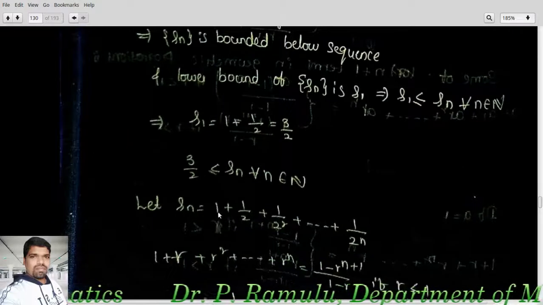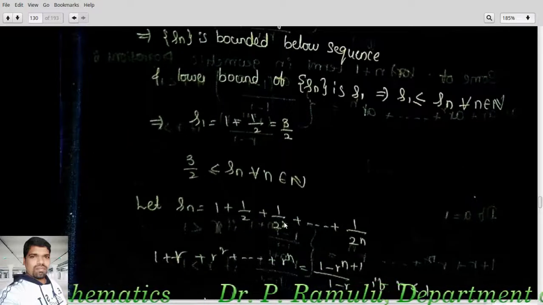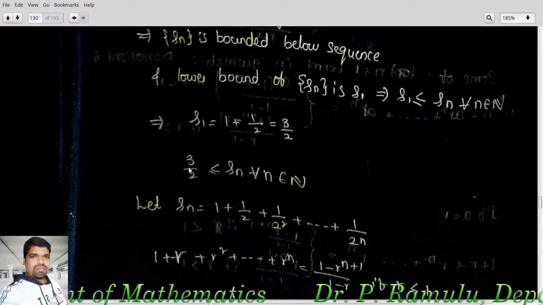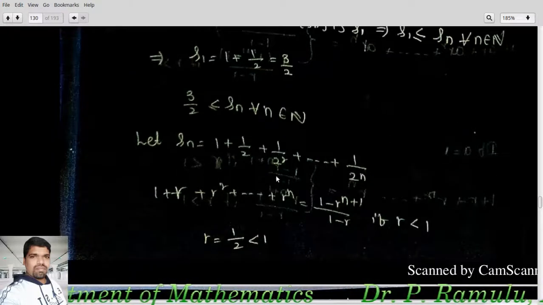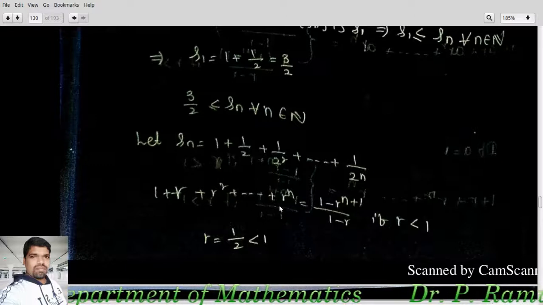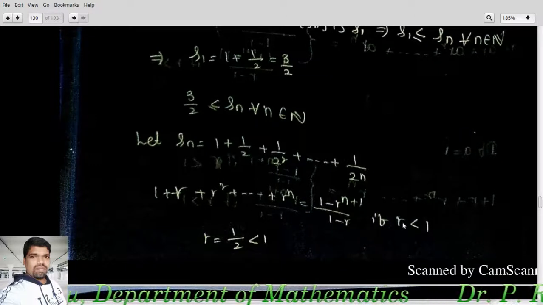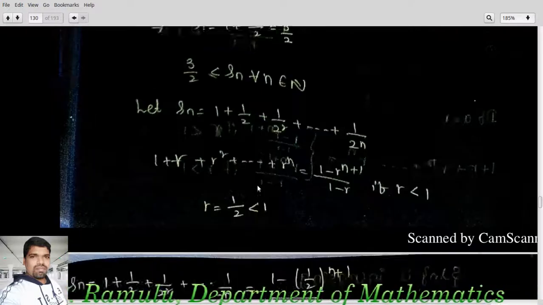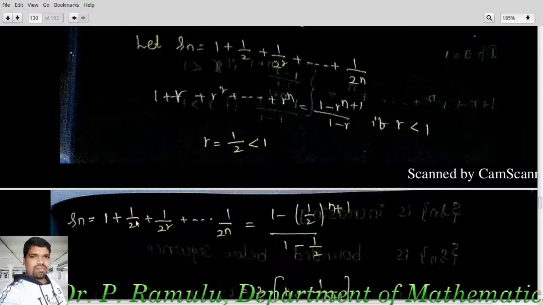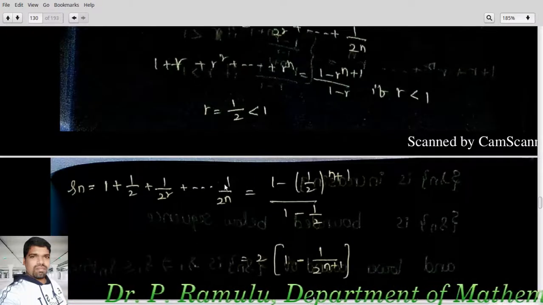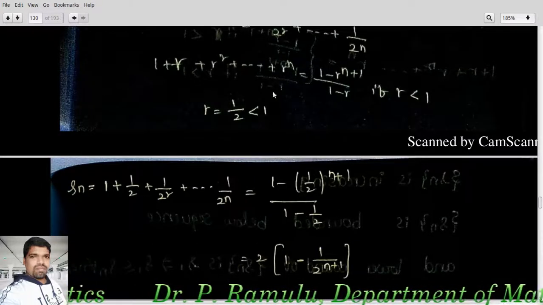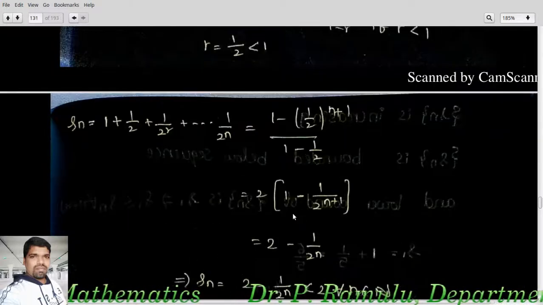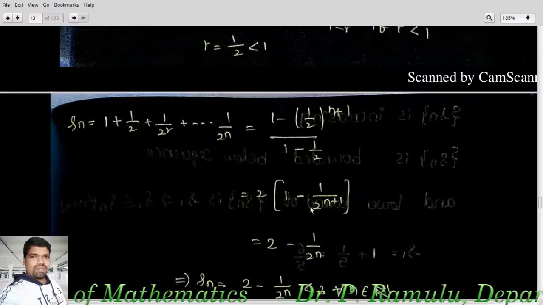Later, Sn equals 1 plus 1 by 2 plus 1 by 2 square plus up to 1 by 2 power n. Here I am considering this in the form 1 plus r plus r square plus up to r power n, where r is less than 1. This is the formula I know. If r is equal to 1 by 2, I am substituting here. Then Sn equals 1 minus 1 by 2 power n plus 1, divided by 1 minus 1 by 2, that is 1 minus 1 by 2 power n plus 1 over 1 by 2.